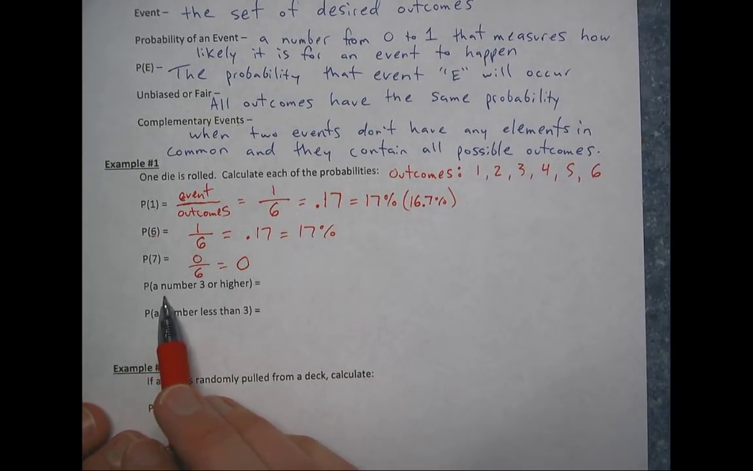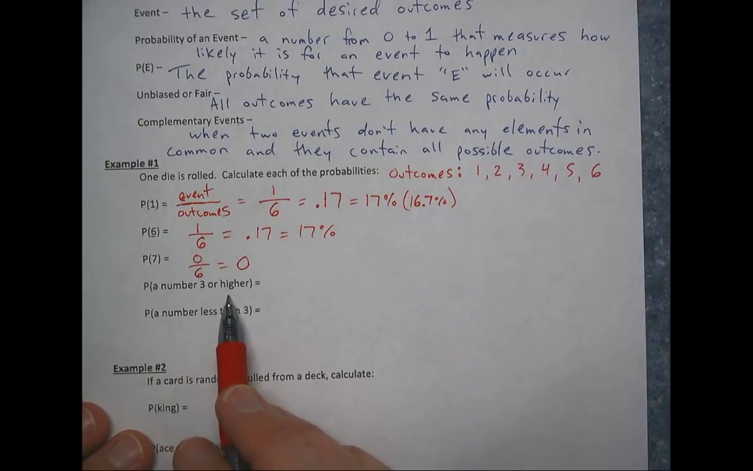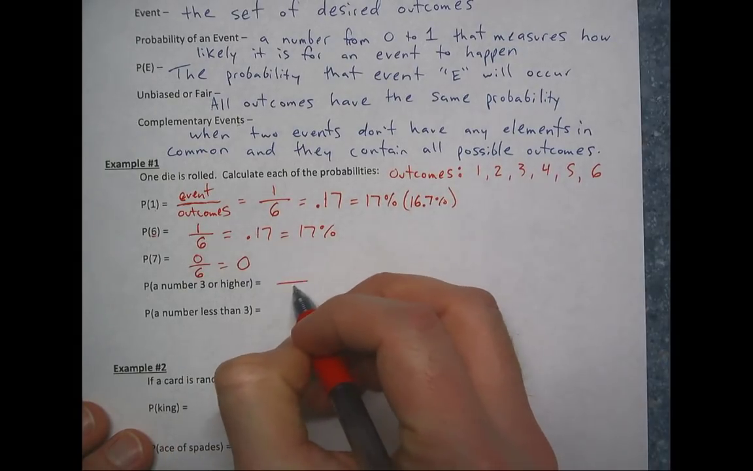So what's the probability of a number 3 or higher? So again, it's out of 6.